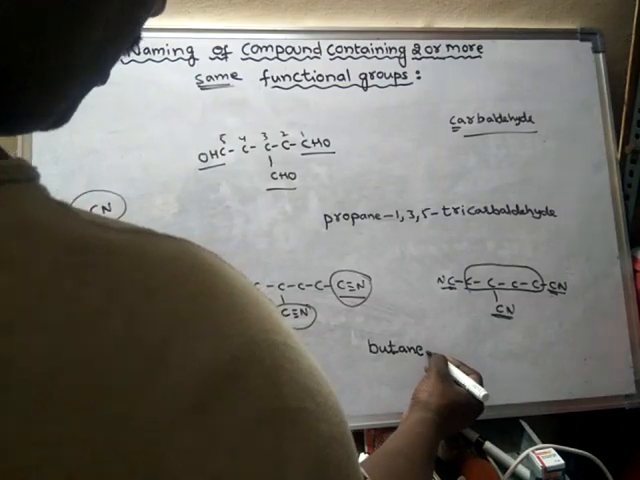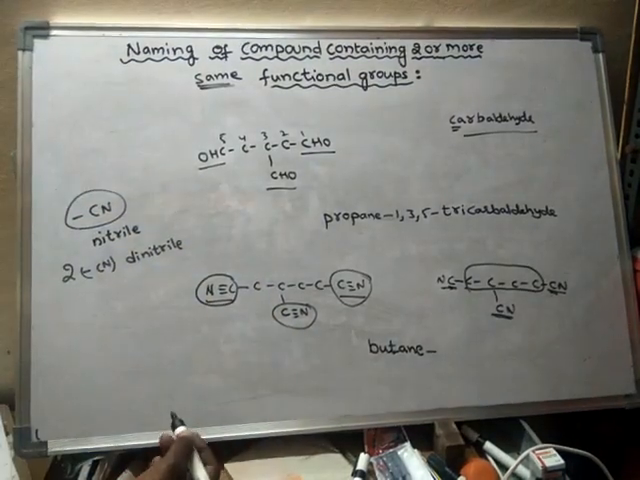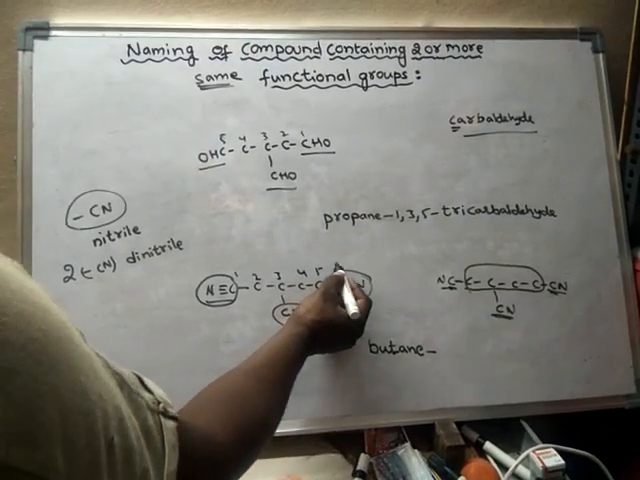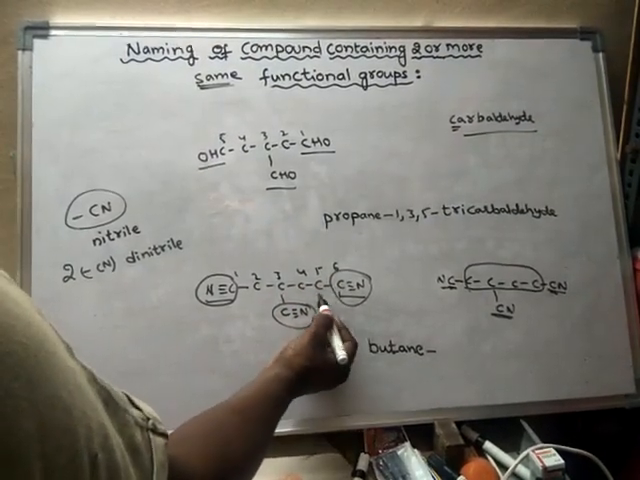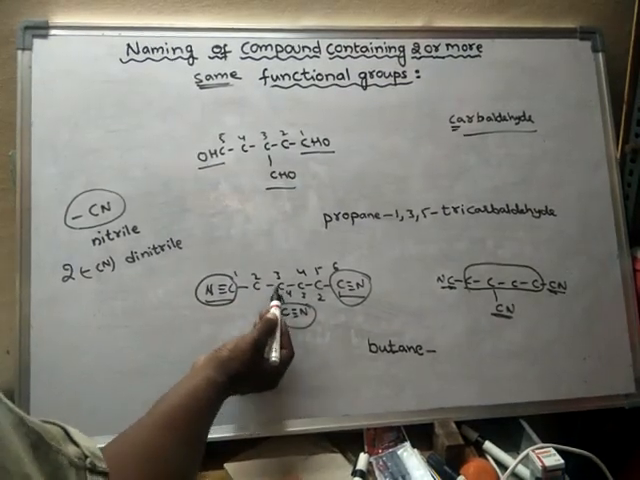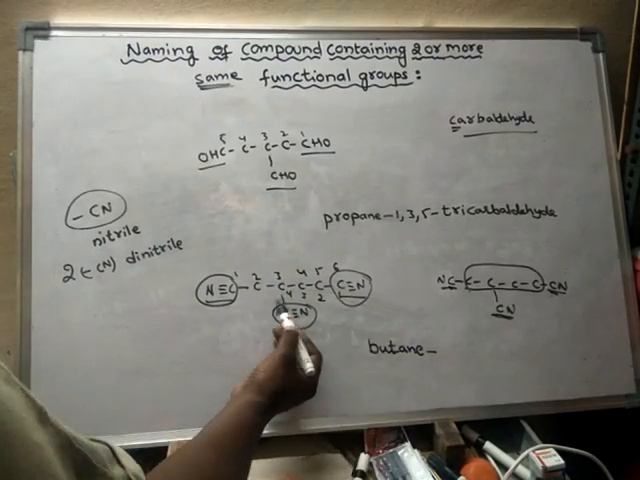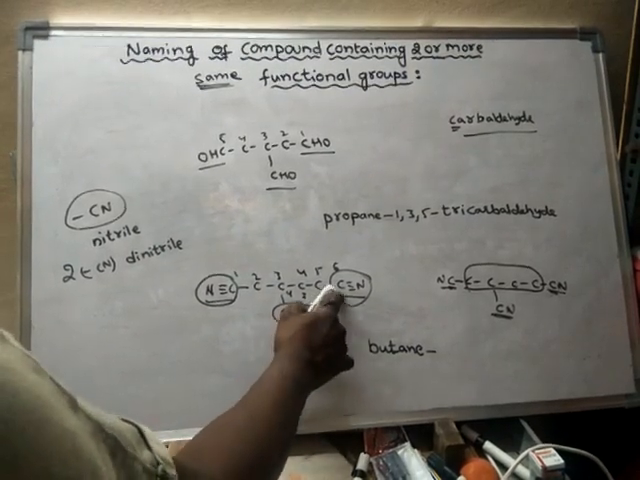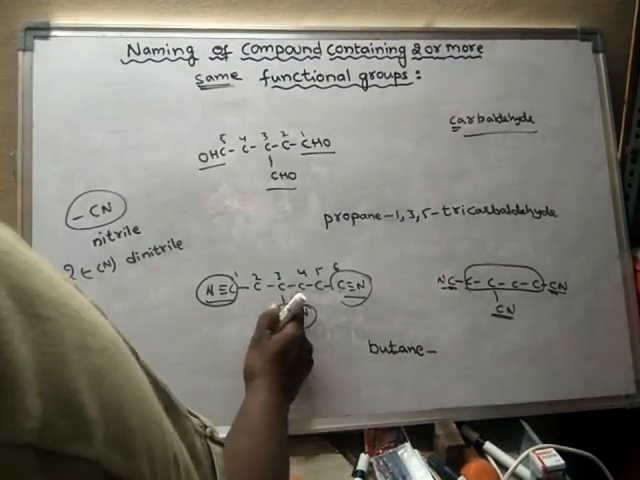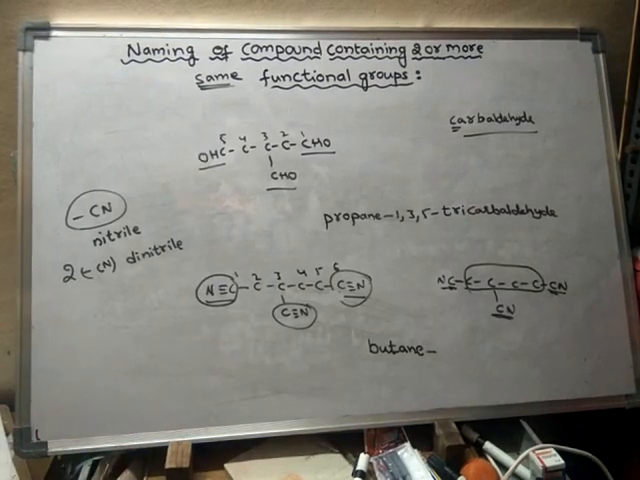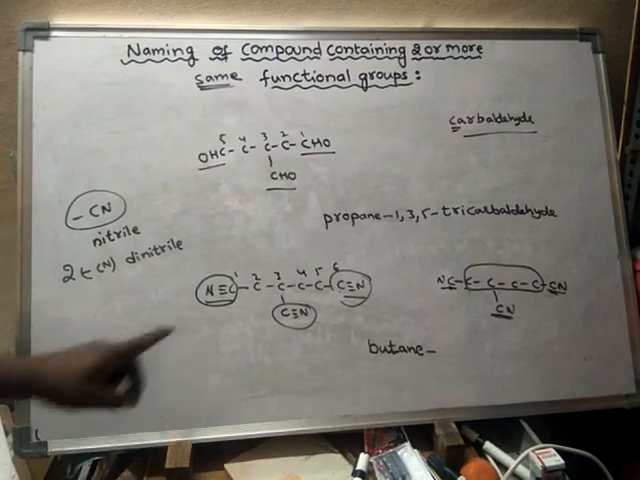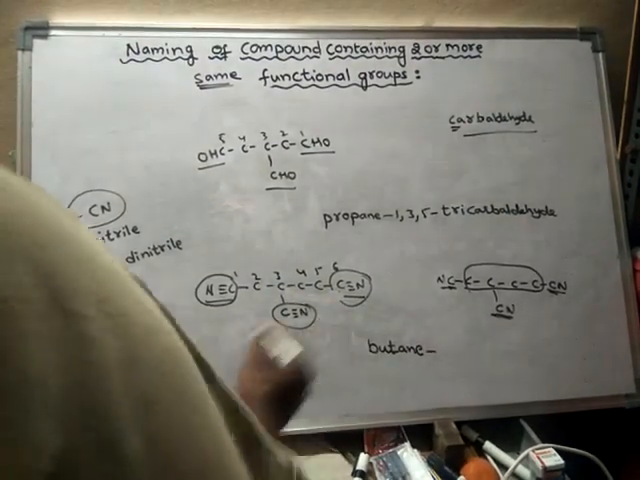So here on first, numbering 1 2 3 4 5 6, 1 2 3 4. In this direction, this carbon is getting 3, but in this direction the carbon is getting 4. Hence we have to follow from left to right only, to get the lowest sum rule, or else the lowest locant rule. So in this way the numbering should be given.